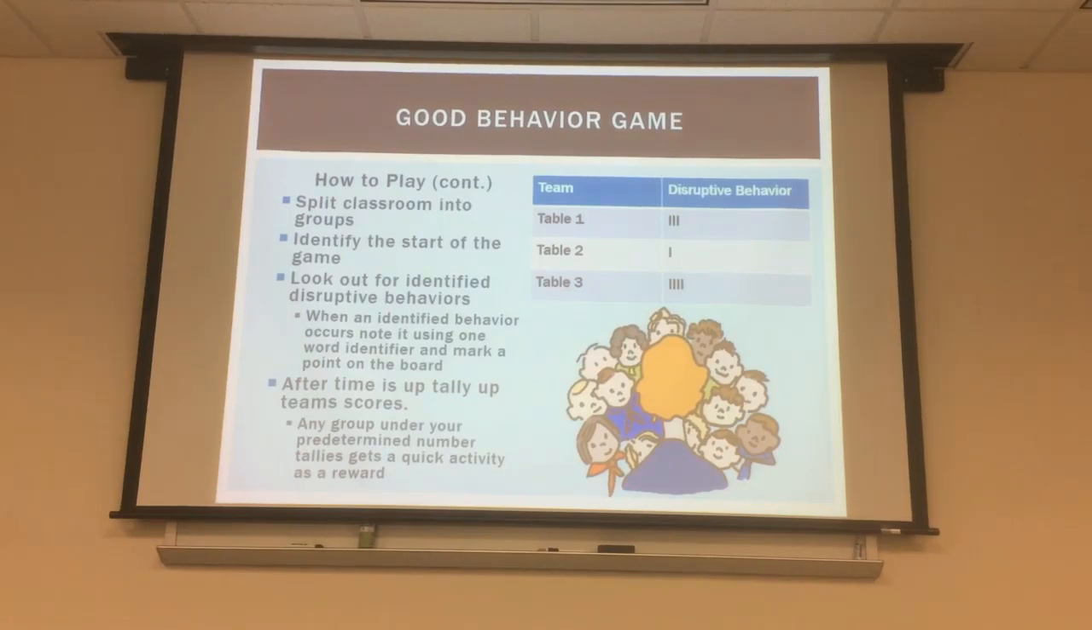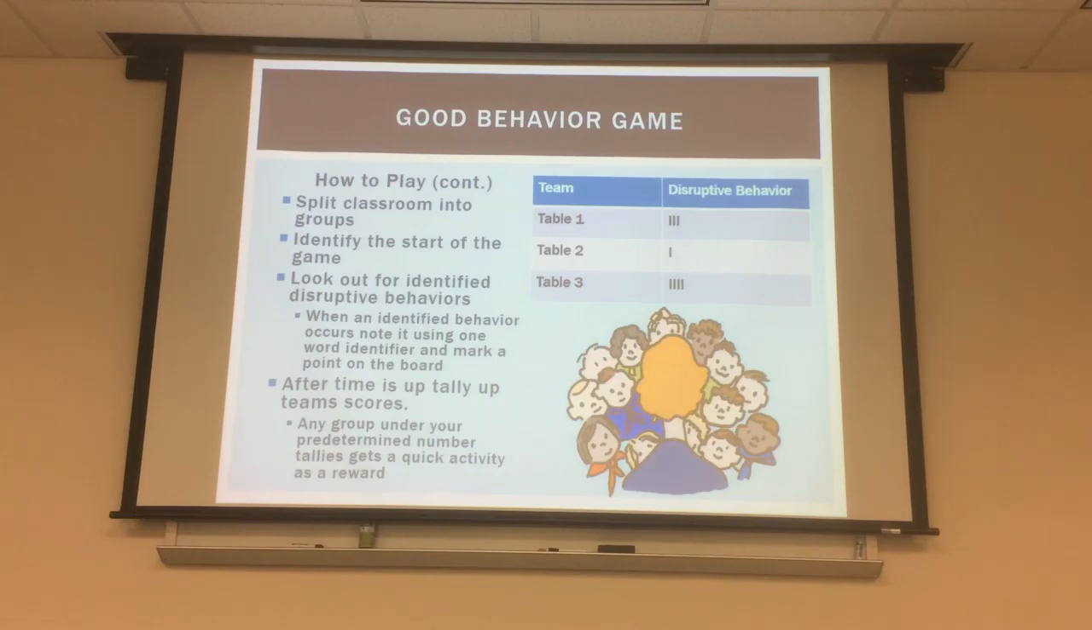So for instance, we had table 1 with 3 points, table 2 with 1, and table 3 with 4. So let's say we determined 3 was the number that we were looking out for. So table 1 and 2 would get to earn that reward. So it could be an activity, 5 minutes extra free time. They could go to circle time for 3 extra minutes, or go out of circle time 3 extra minutes early or something like that.